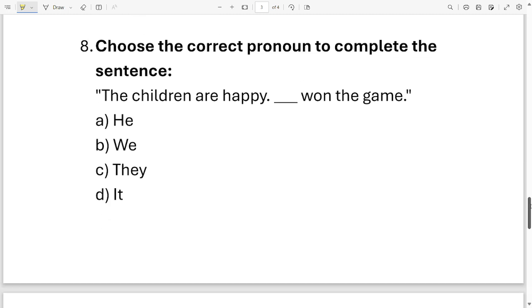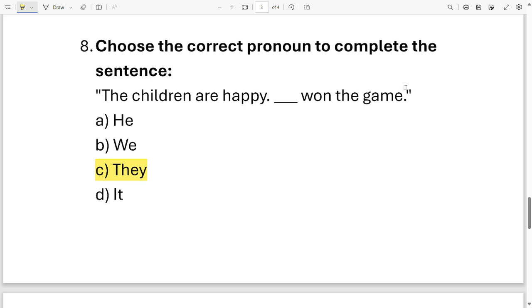Question number 8. Choose the correct pronoun to complete the sentence. The children are happy. Dash won the game. Which word should I put in this blank? Options to fill this blank are he, we, they, it. These are the 4 options. Which one is correct? It is option C. The children are happy. They won the game.